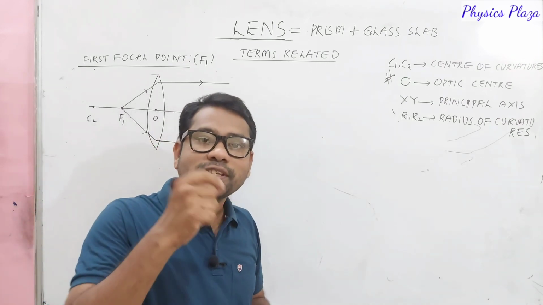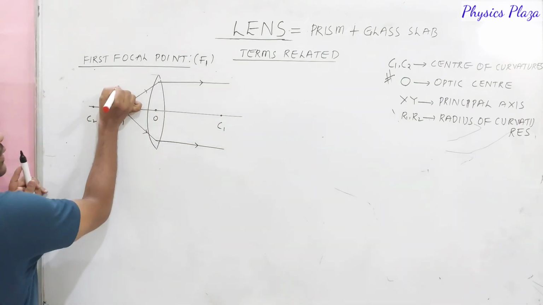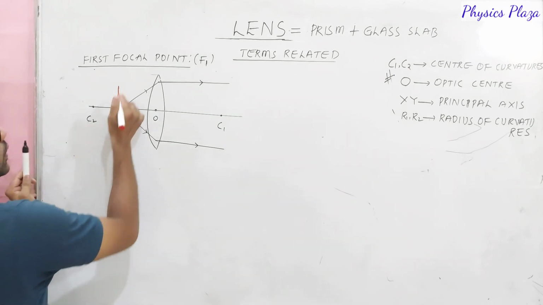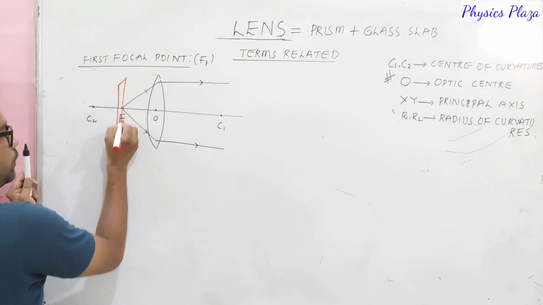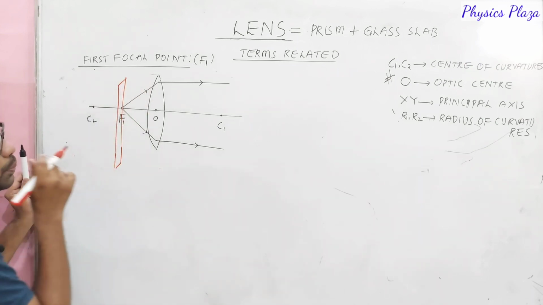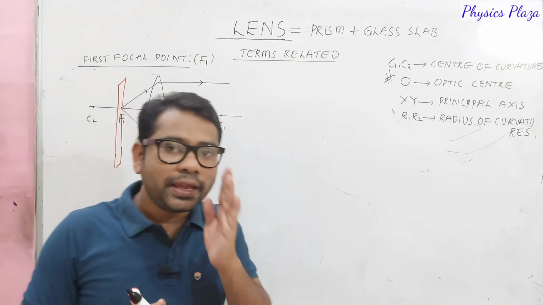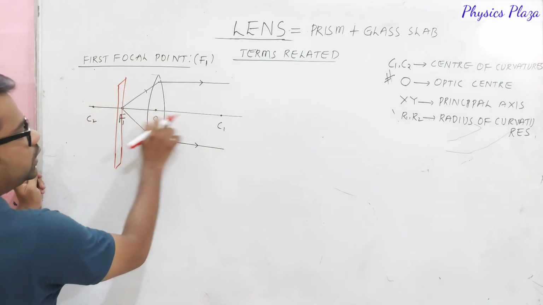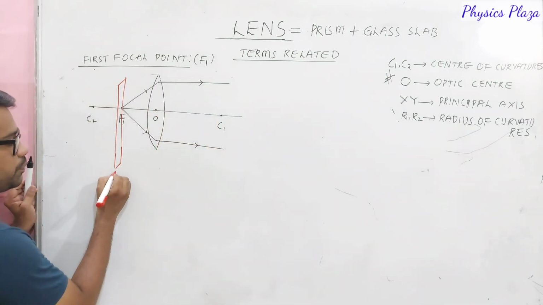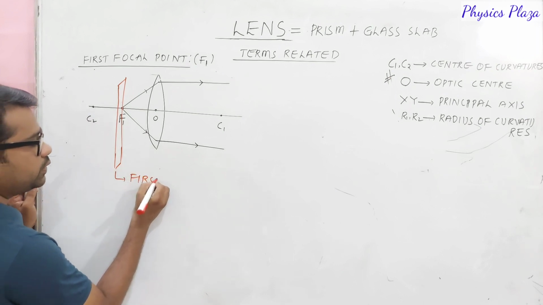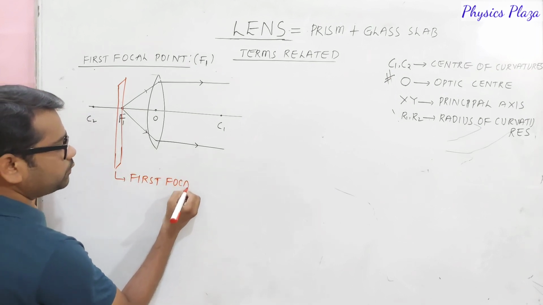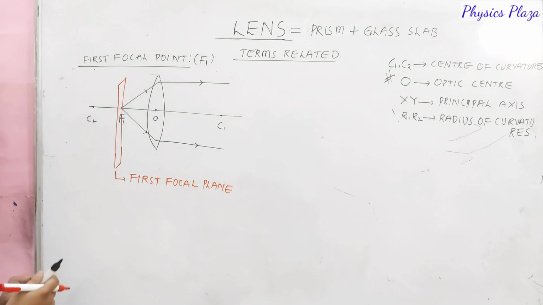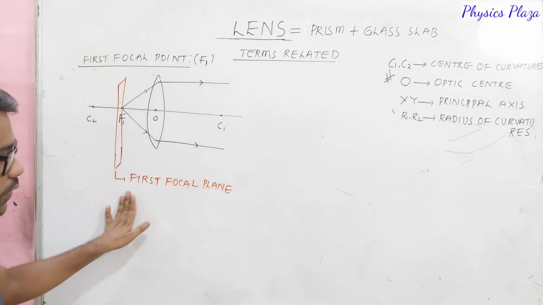Then what is the first focal plane? Look here. The plane which is passing through the first focal point and which is perpendicular to the principal axis. Children, a plane which is passing through the first focal point of the convex lens and which is perpendicular to the principal axis is called, very important, the first focal plane. So this is how we should understand. Children, this is the first focal point and here is the first focal plane.